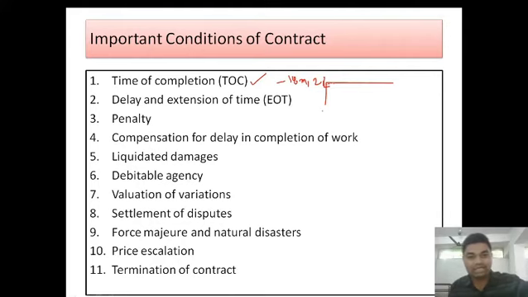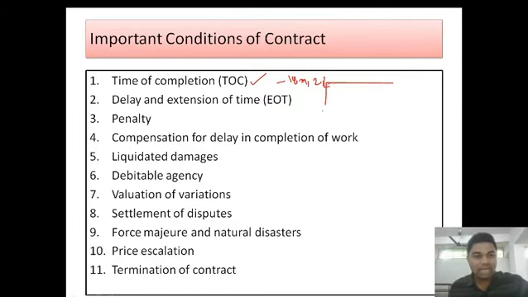The next is delays and extension of time. Suppose the project has to be handled in 18 months. What happens if it goes to 20 months or 24 months? Whether the contractor has to pay some penalty for the extension of time, or how much extension of time is permissible without paying any penalty. All those things have to be discussed in delays and extension of time.